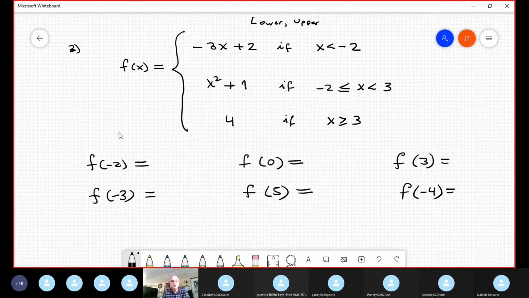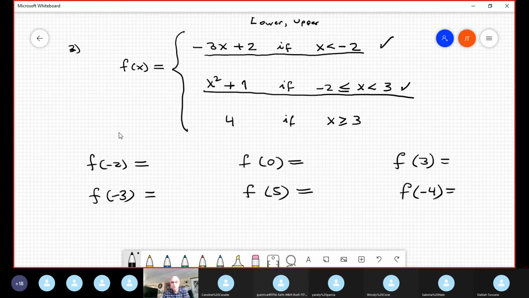Negative 2 is a complicated guy because negative 2 belongs to the first or to the second. Okay, negative 2 is here. Does negative 2 belong to the first expression or the second? What do you think? First or second? No idea? You know or you don't know? Come on, answer me.